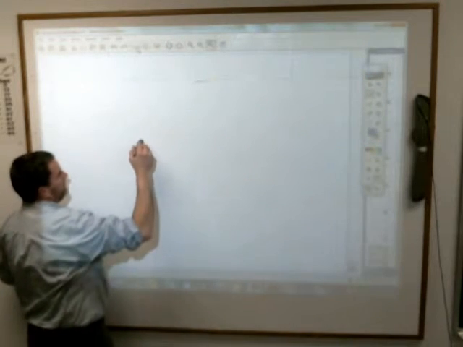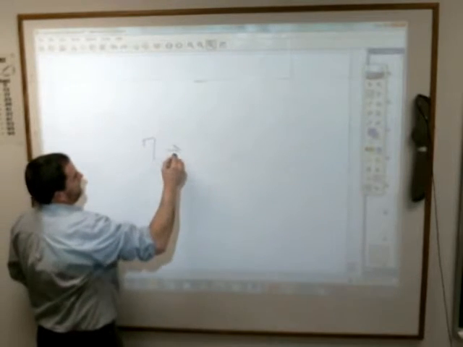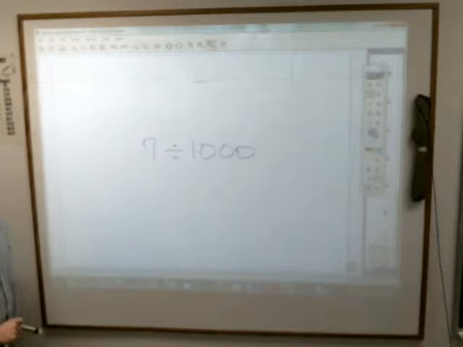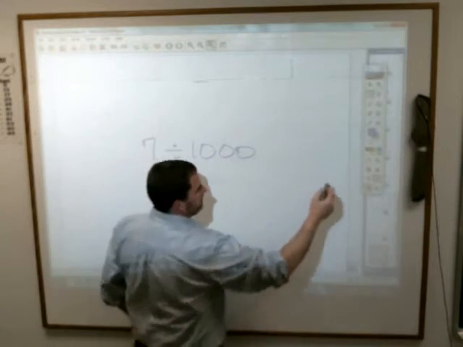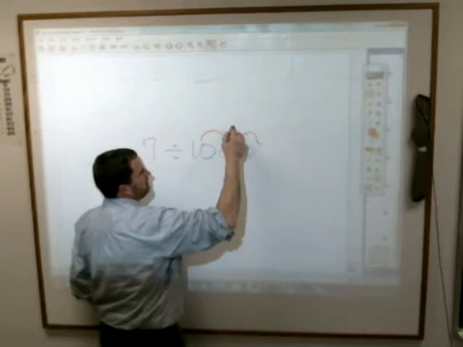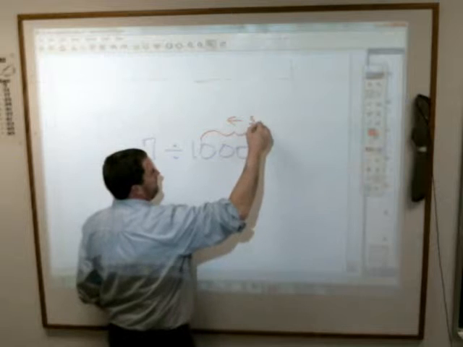What if the number was this? What if it was 7 divided by 1,000? And again, you should be able to do that mentally, because all you're going to do is move the decimal back how many places? Jacob? 3. Exactly. It ends with 3 zeros, so the decimal goes that way 3 places.